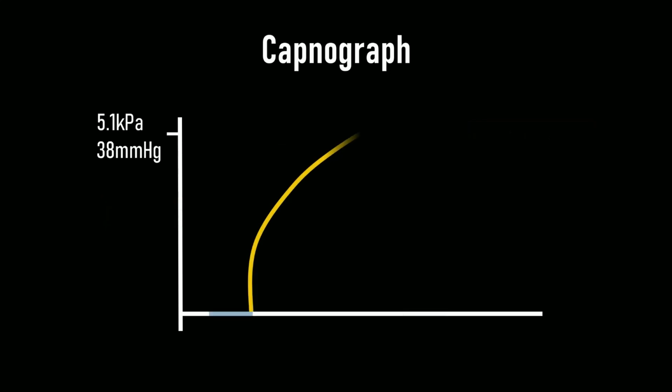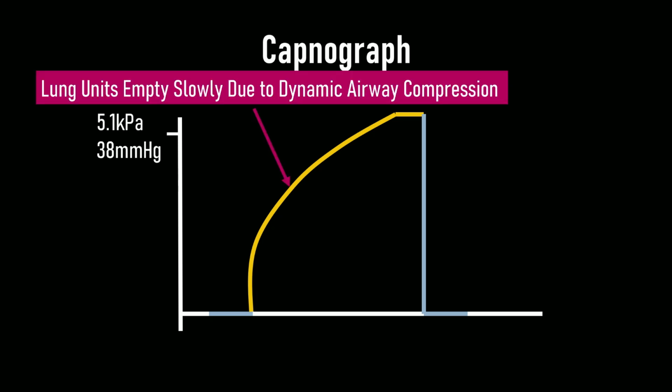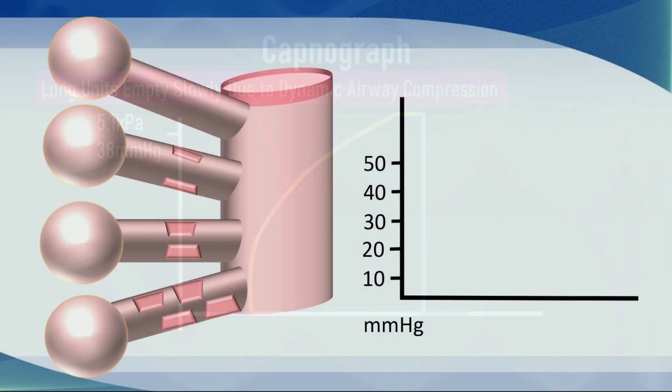When you see a picture that looks like this, where there's a really gently upward curving waveform, this is abnormal, and it's caused by lung units emptying slowly due to dynamic airway compression, often associated with airway resistance in exhalation, commonly seen in COPD, and it's caused by slow emptying of partially obstructed airways.